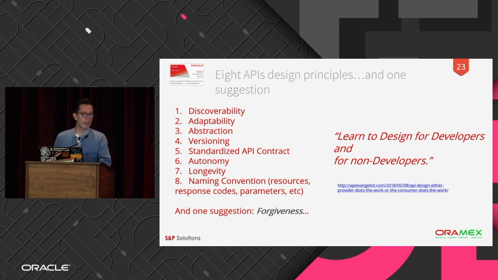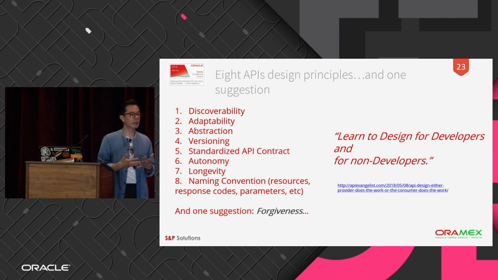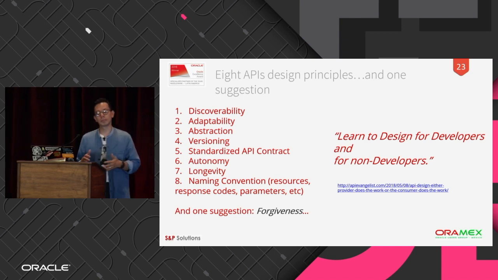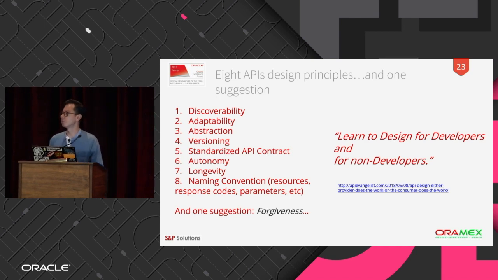Autonomy. I don't know who is going to be using my API because I am publishing to the external world, so it better have good autonomy. It should be as autonomous as I can make it, right? Because I don't know how much traffic it is going to receive, so it should have a lot of autonomy.